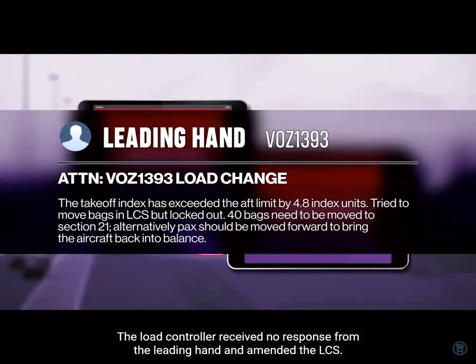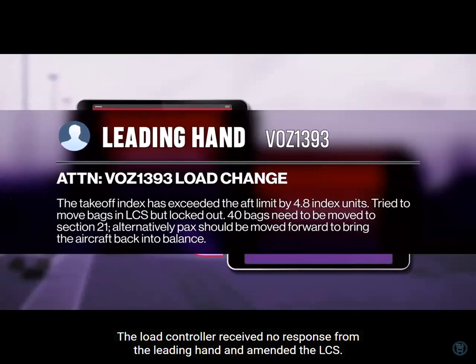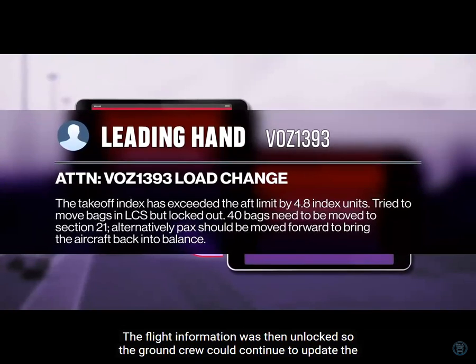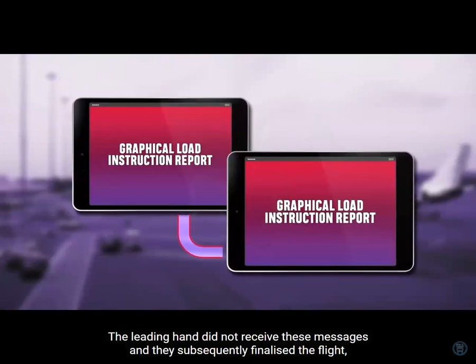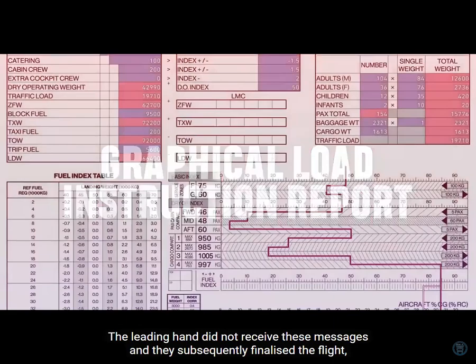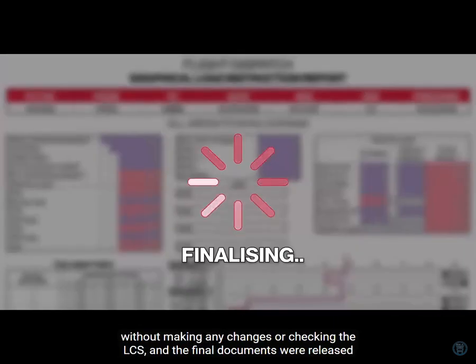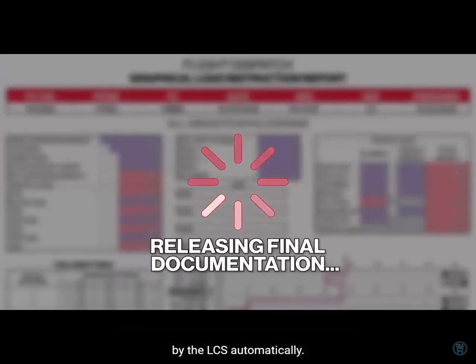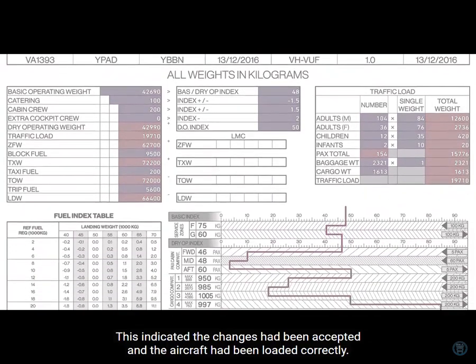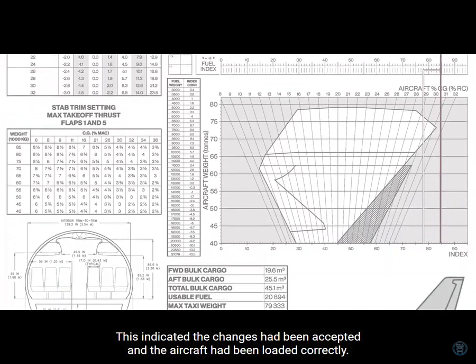The load controller received no response from the leading hand and amended the LCS. The flight information was then unlocked so the ground crew could continue to update the LCS. The leading hand did not receive these messages and subsequently finalized the flight without making any changes or checking the LCS, and the final documents were released by the LCS automatically. This indicated the changes had been accepted and the aircraft had been loaded correctly.